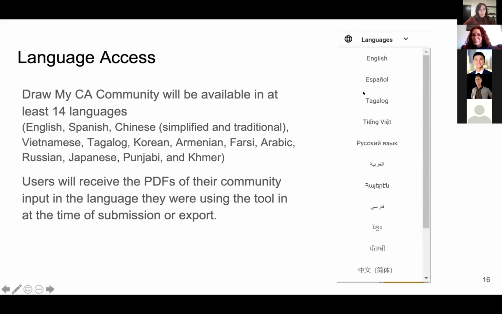Only this one slide. If you can believe it, this tool will be available in a minimum of 14 languages. I have listed the languages, and this is actually a pretty unique tool with respect to that. There are other tools floating around. They may not be specific to California. We can talk about this after the break. And again, users will receive a PDF of their community in the language that they used the tool in, and they can export it that way and share it that way.